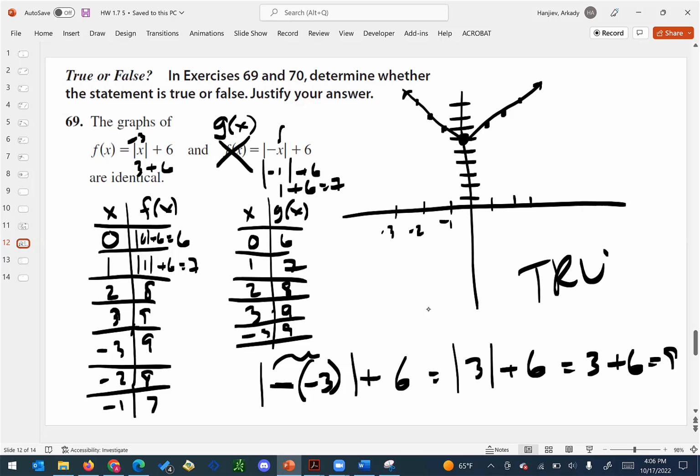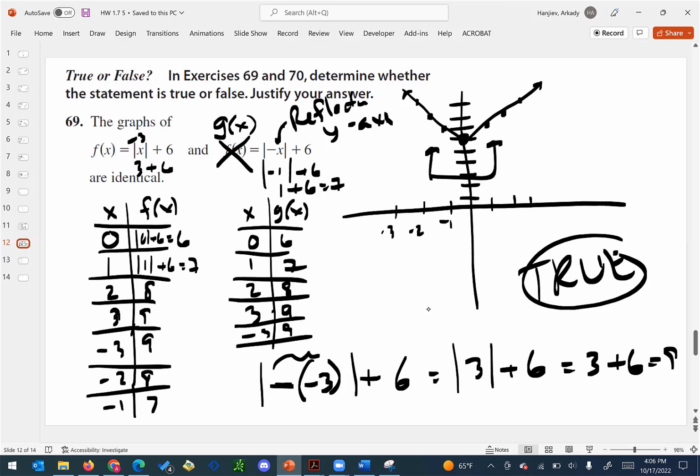The other way to explain it is the fact that this one has a reflection about the y-axis, but you already have y-axis symmetry. So a reflection about the y-axis when you have y-axis symmetry is going to produce the same exact graph. There it is.